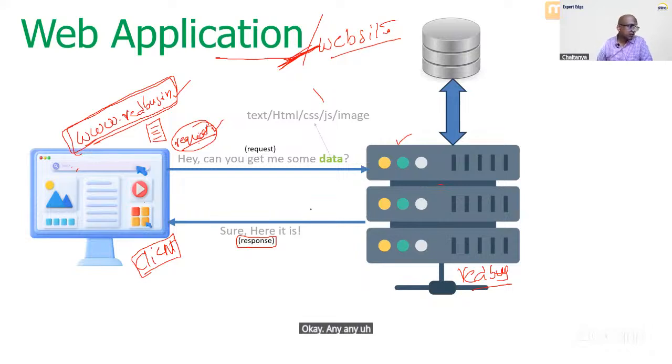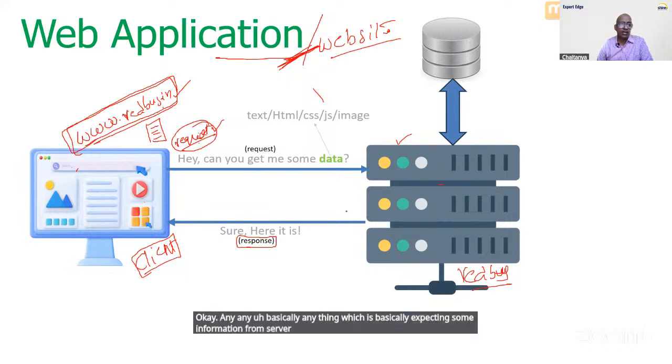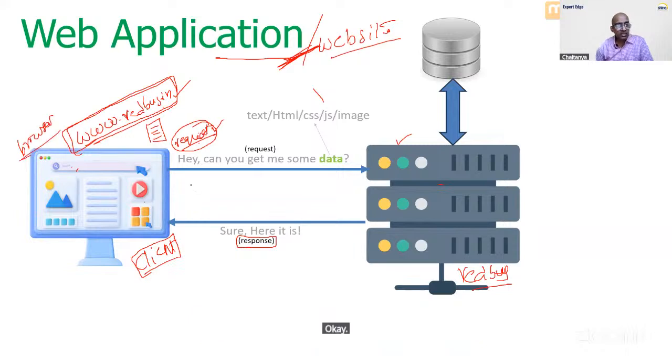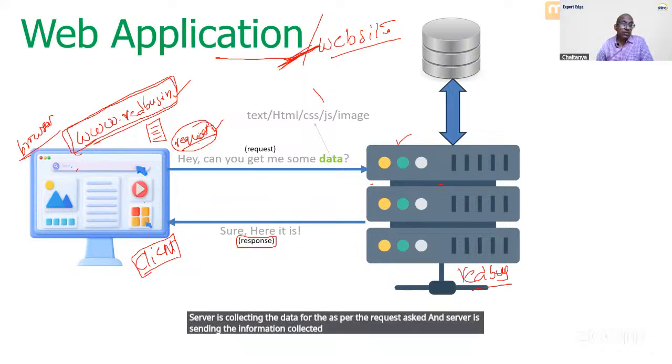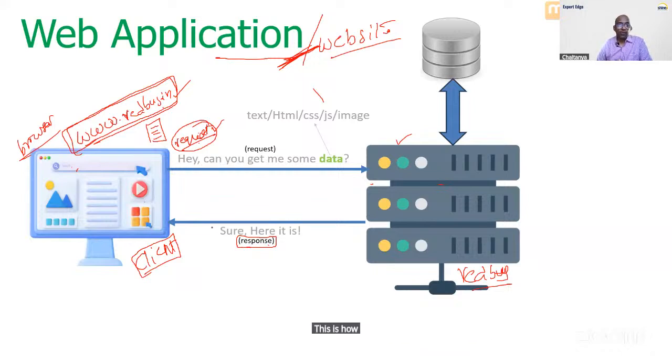Basically anything which is expecting some information from a server is what we call a client. In this case, our example of the client is the browser. The browser is sending some request to the server. The server collects the data as per the request asked, and sends that collected information to the browser in a response object. This is how it is going to happen.